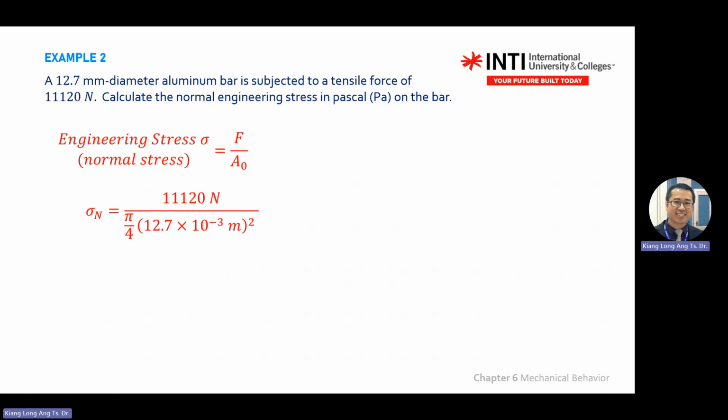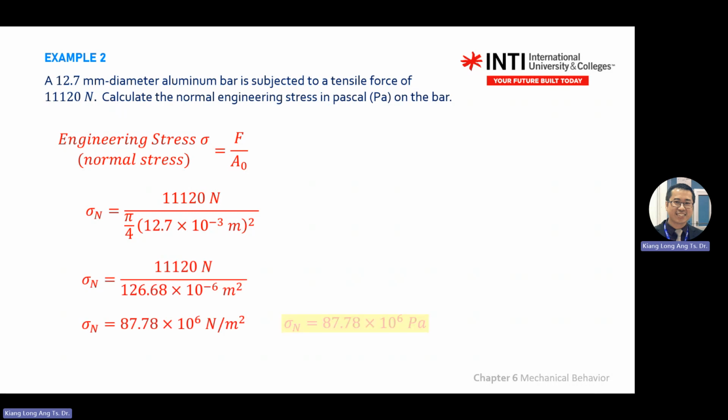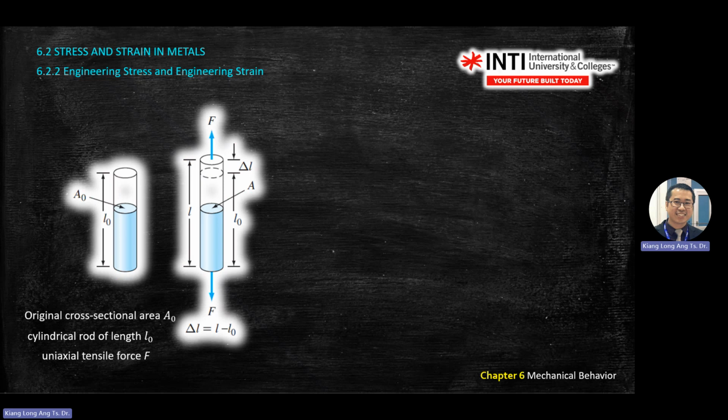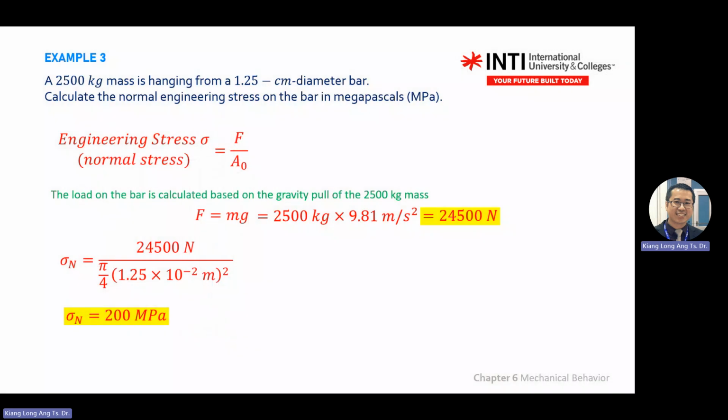So we use sigma sub n to represent normal stress, or engineering stress, equal to 1102 Newton divided by the area. The answer will be 87.78 megapascal. Okay. Exercise 3 is your homework, go and do it. Next lecture, we do strain. Okay, we stop at exercise number 3.